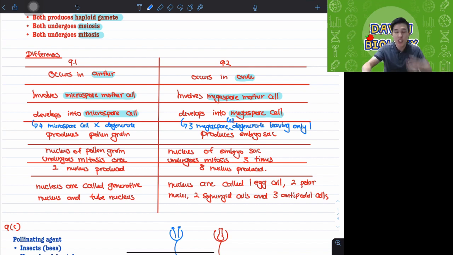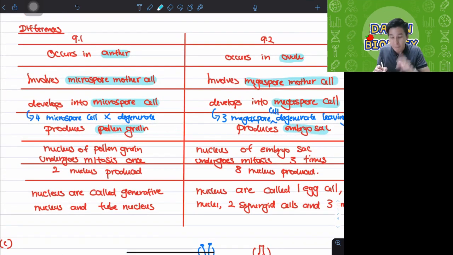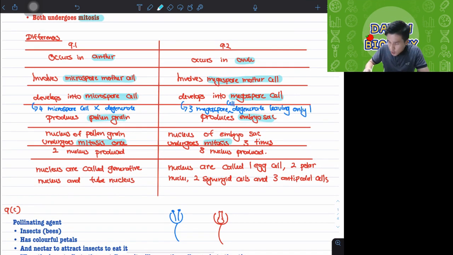Then the end product is also different, right? In humans, the male produces sperm, the female produces ovum. So in plants also different, right? The male one is the pollen grain, the female one is the embryo sac. Then the nucleus mitosis. After meiosis, there is already mitosis, right? So the mitosis only occurs once in the pollen grain. This one has mitosis 3 times. And since the pollen grain only has 2 nuclei produced, this one has 8.